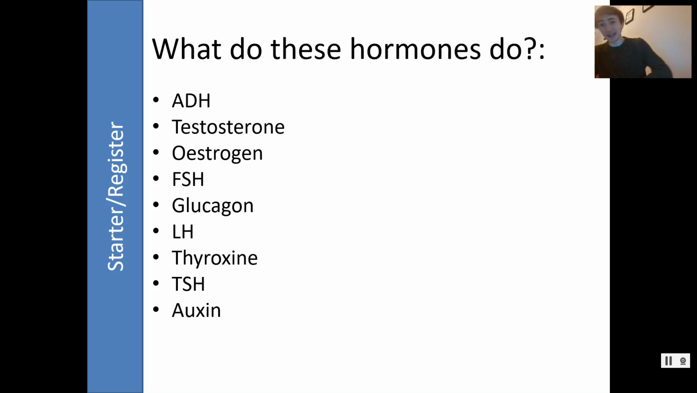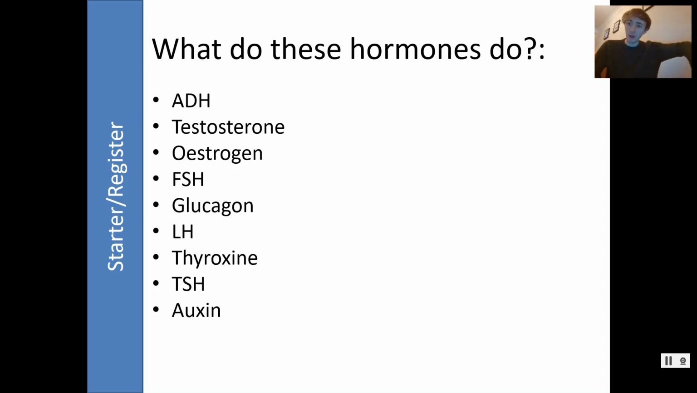Right, ADH is released by the pituitary gland, and it is responsible for making the tubes of the kidney more permeable to water so that less water ends up in the urine, so you save more water for your blood. Testosterone is the male hormone released by the testes, and it causes male puberty and any male secondary sexual characteristic.